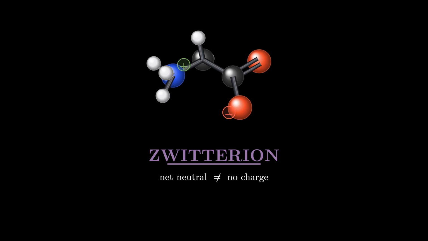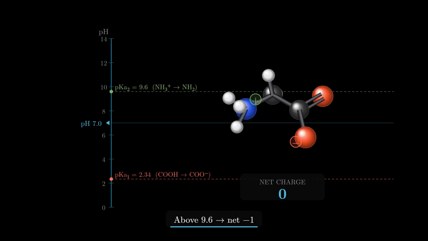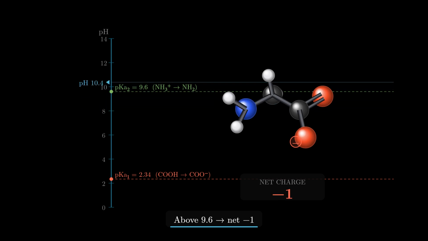NH3+ becomes NH2, now neutral. You're left with a negative carboxylate and a neutral amine, net charge -1. So glycine climbs a staircase, +1 down to 0, down to -1, as pH rises. And somewhere on the way down, it passes through that zero-charge zwitterion.